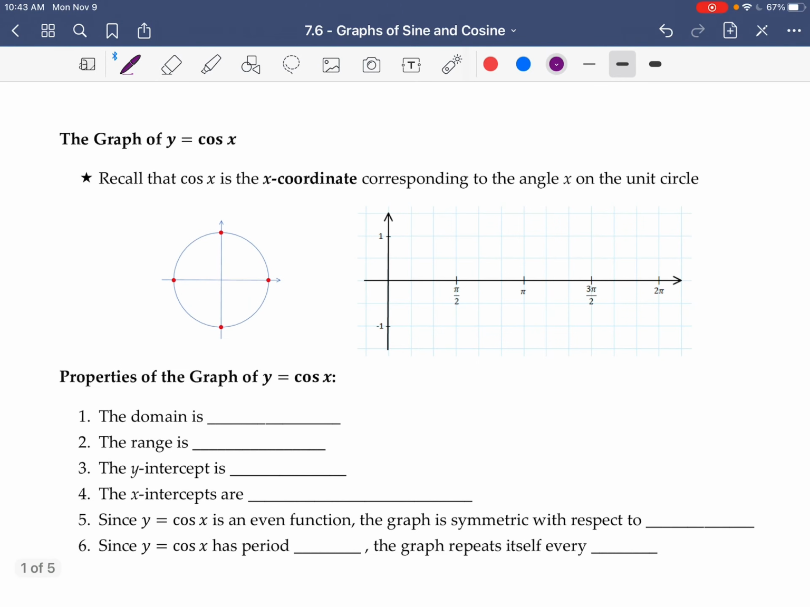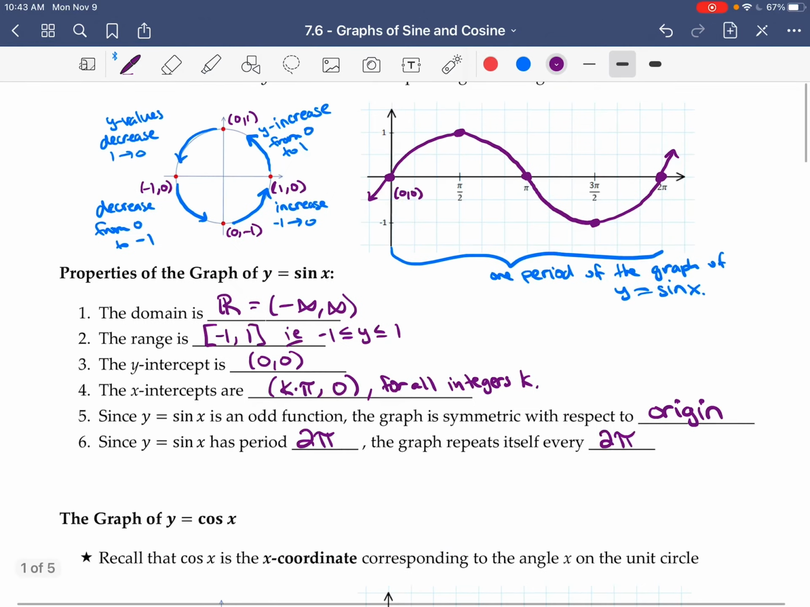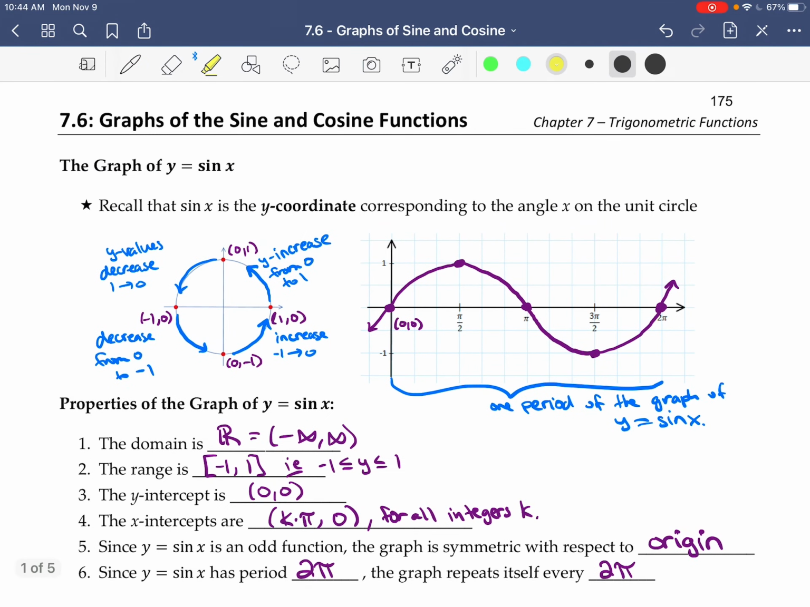Now let's try cosine x. So cosine, remember, here actually I should have highlighted that because this is very important. So the sine x is the y coordinate when you're on the unit circle.